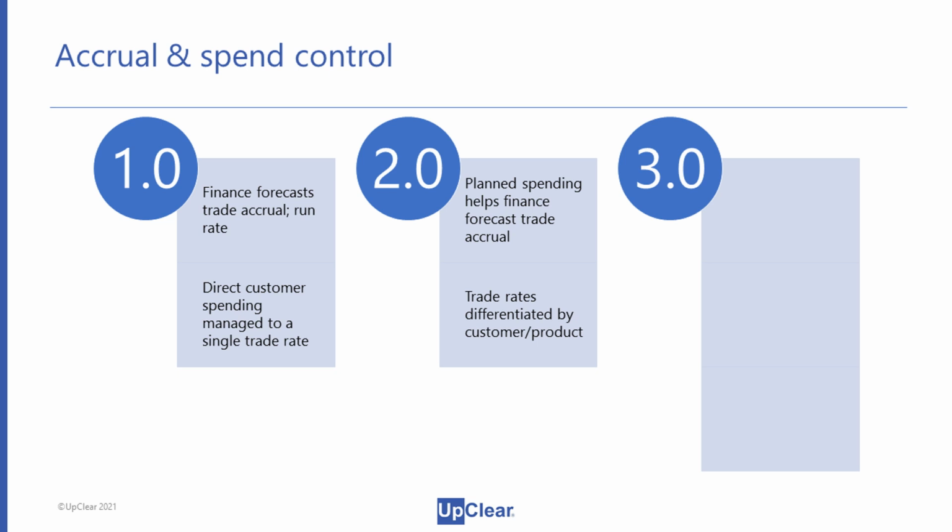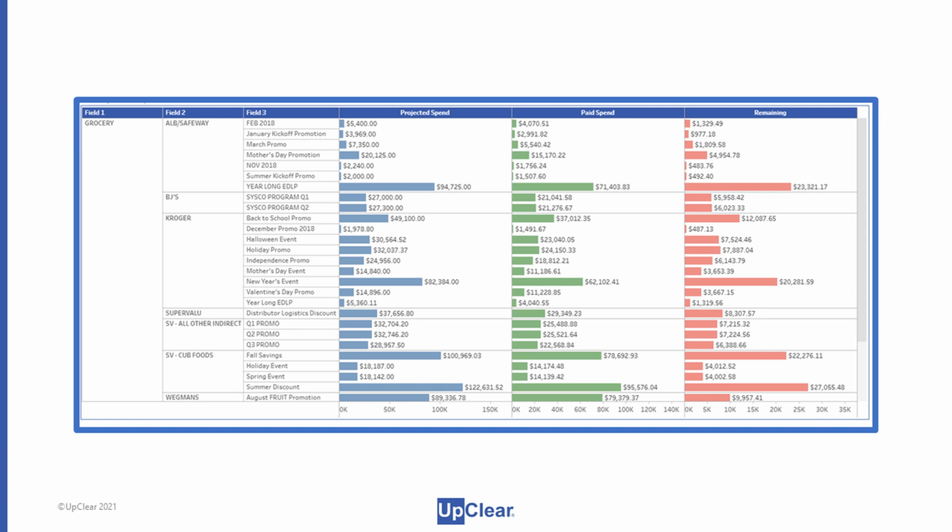In the 2.0 world, as data becomes integrated, as that planning process and inputs and outputs become more standard, that plan from the sales team is used to help finance forecast that accrual. And in some cases, we see trade rates begin to get differentiated because of the different profitability by product.